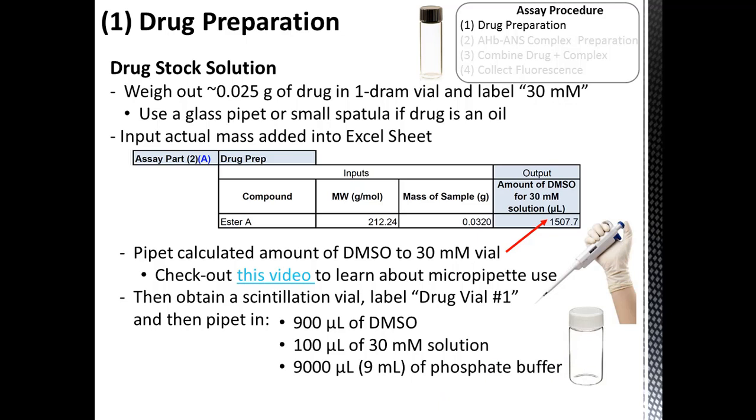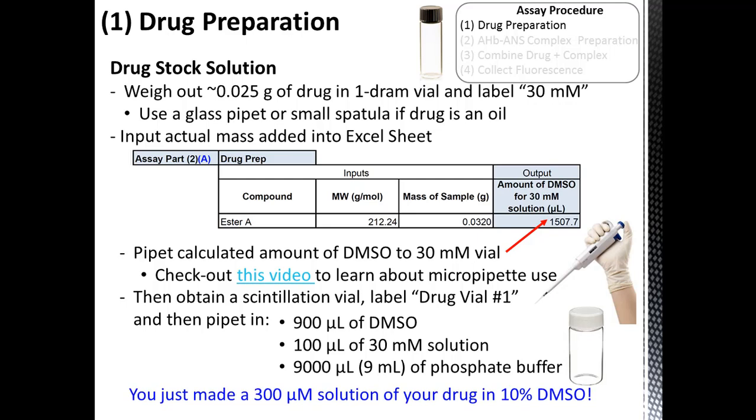And so what we're doing here is a dilution. We started with 30 millimolar, but now after adding all of this DMSO and phosphate buffer, you now have a 300 micromolar solution of your drug in 10% DMSO. Nice job.